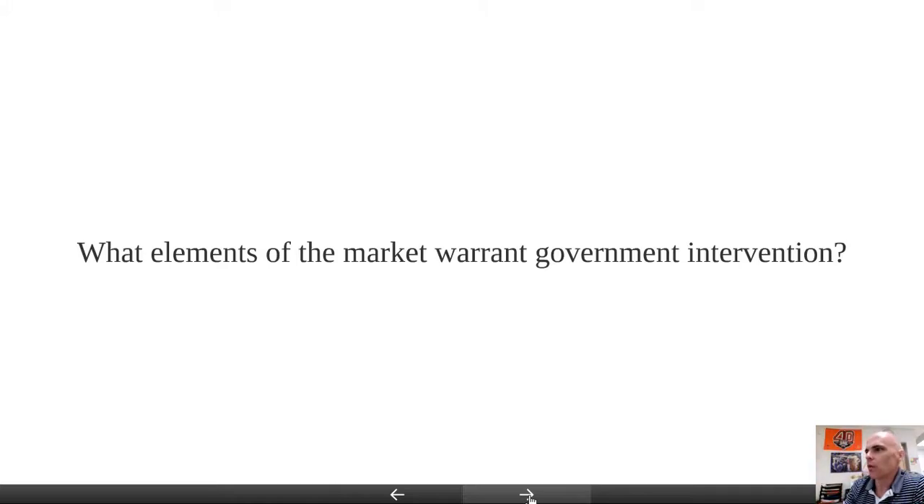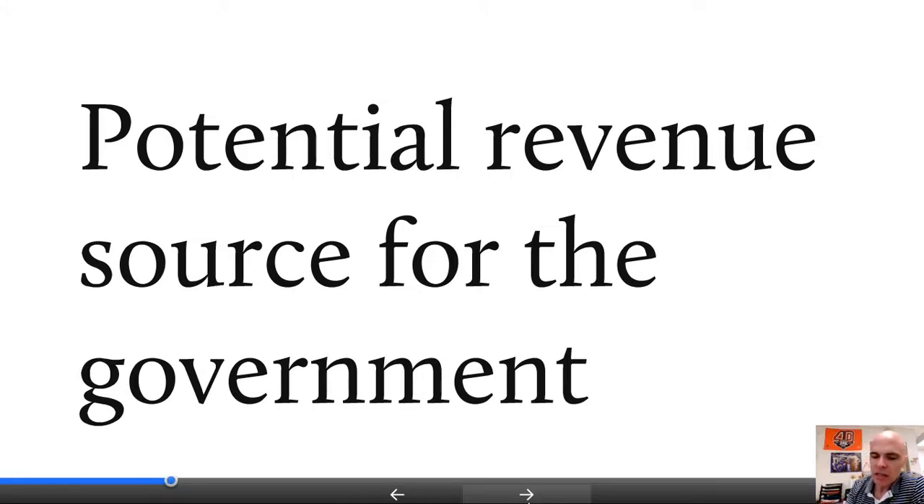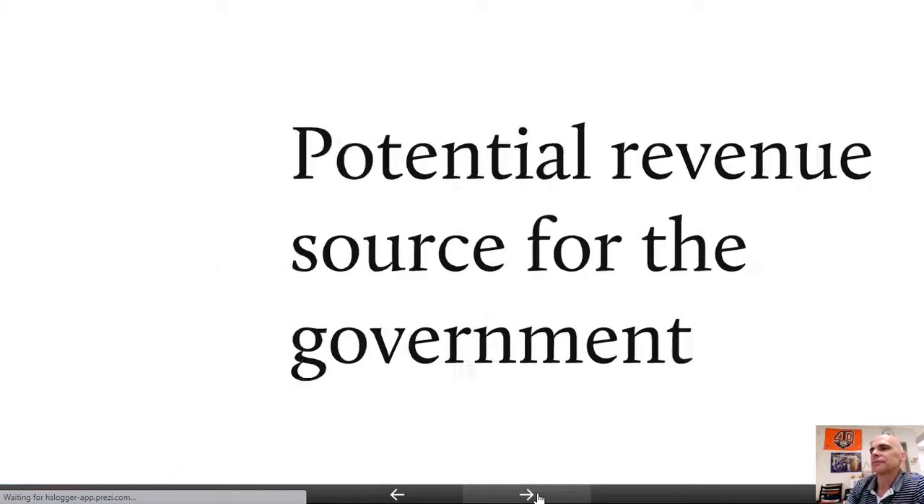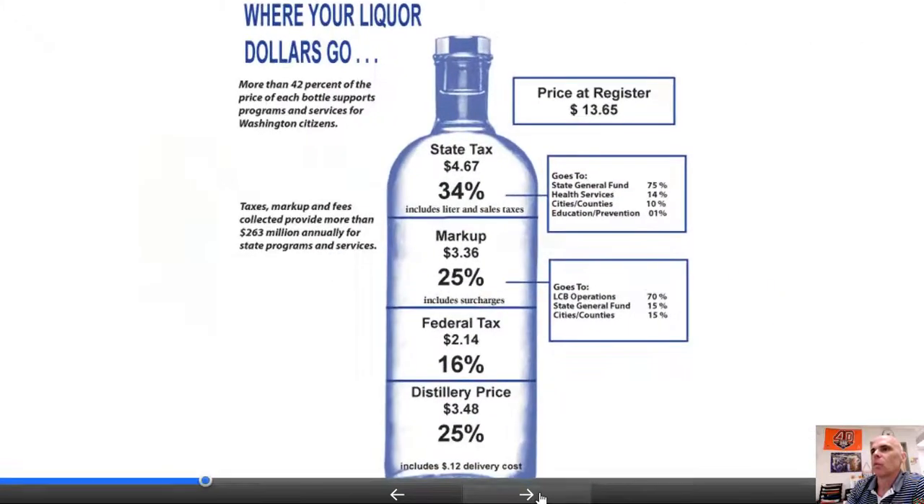What elements of the market warrant government intervention? Well, maybe it's a potential revenue source for the government. Maybe the government should intervene in this industry because by intervening, they can create revenue that they can then fund schools and hospitals and fix roads so that I don't lose my front tire in a pothole. So, in Quebec, they have Hydro-Quebec. We also have regulation of the distribution of alcohol so that alcohol is taxed and some of that tax money can be reinvested in social health.